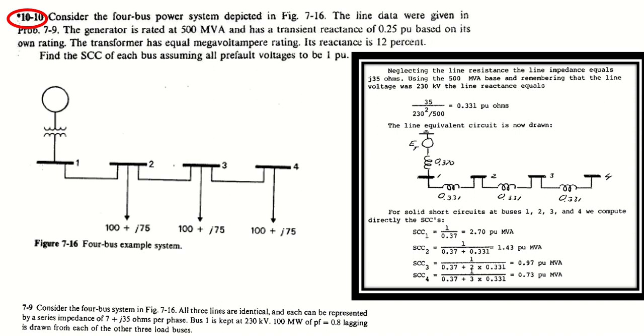Okay, so here we are going to neglect the line resistance, which is 7. So we are only going to consider j35.